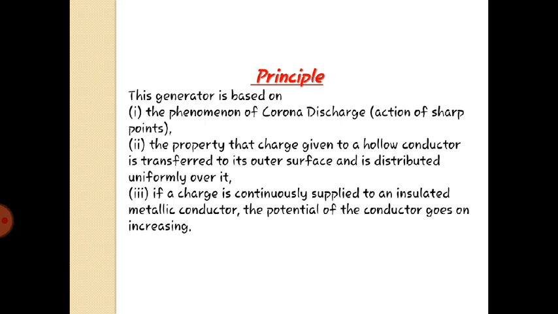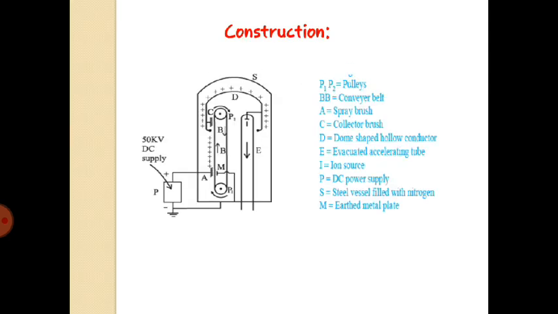That means we are going to apply continuous charge to this conductor so that it gives us a high potential, which may be of the order of 10 to the power 7 volt. For that reason, we have to provide a high voltage supply to it. So let us see the construction of the Van de Graaff generator.